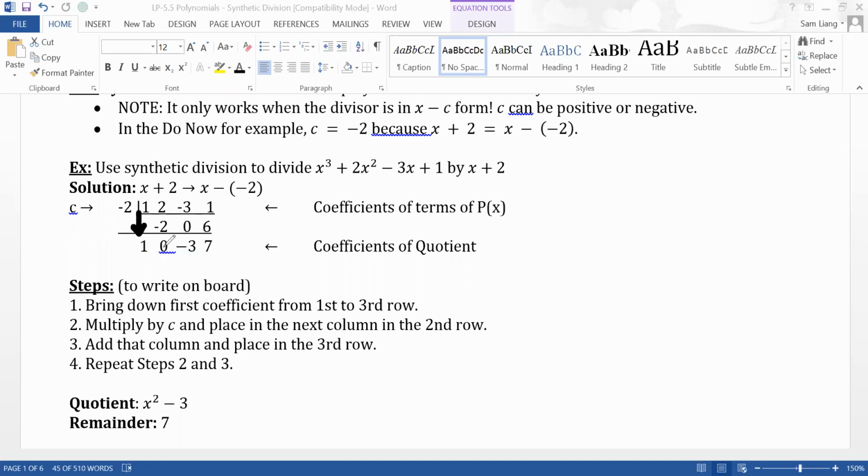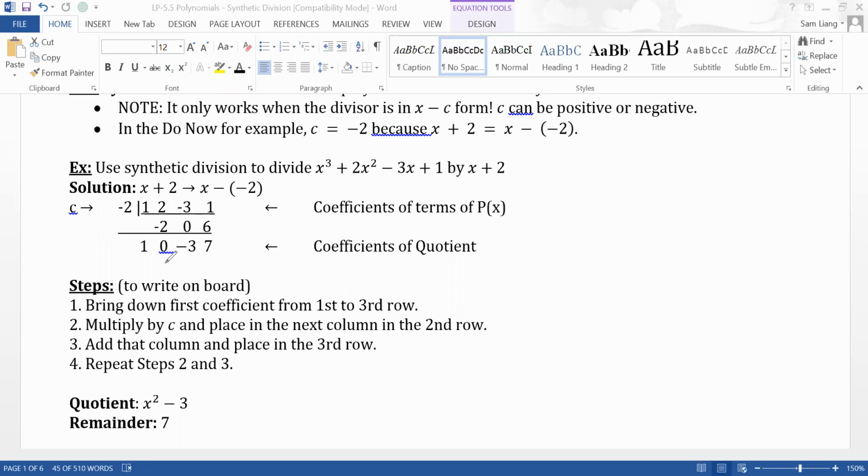And then from there we just repeat until we reach the last column. So this is followed by -2 times 0, which is 0. Then we add, so -3 plus 0 is -3. Then you have -2 times -3, which is 6, and you add that, which is 7. So 1, 0, -3, 7. These are the coefficients of the quotient.